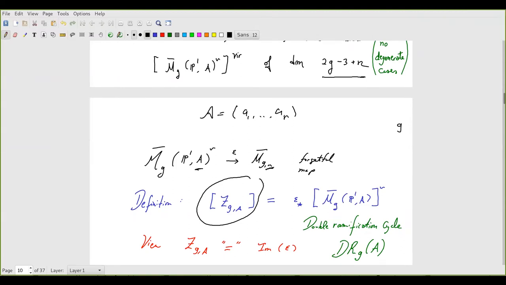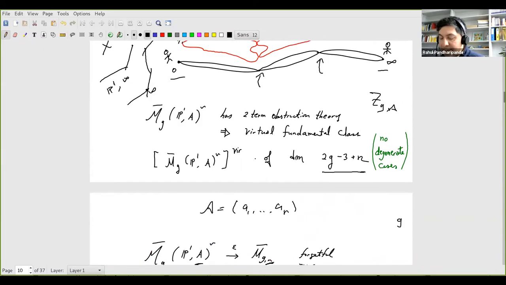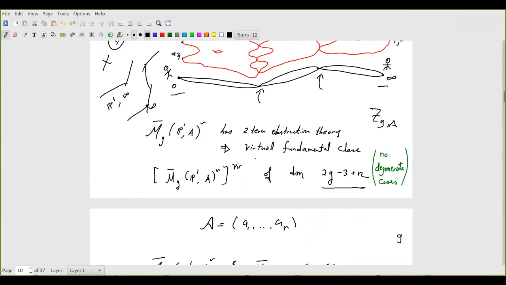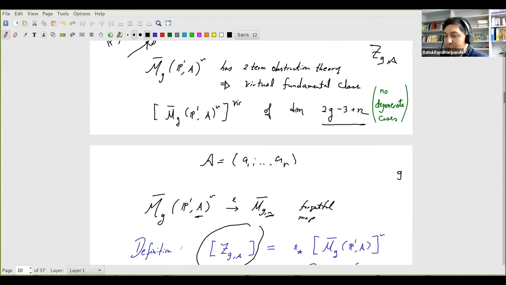Sorry, this is almost the same question that Sasha asked, but how do you order the points above zero, say? That's part of the data of the map space. So the ordering of the points above zero and infinity is part of it. Yes, that's part of the data of the space. You can also consider the theory where you don't order them, but in the theory I'm talking about, you order them.